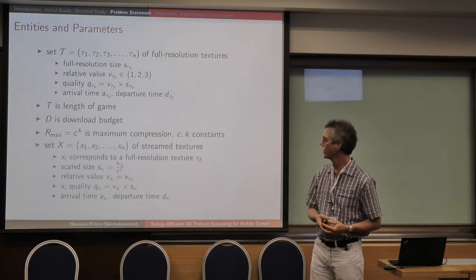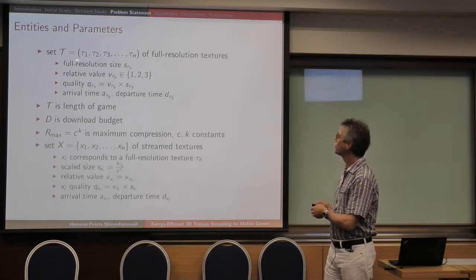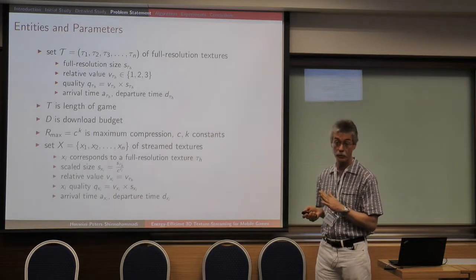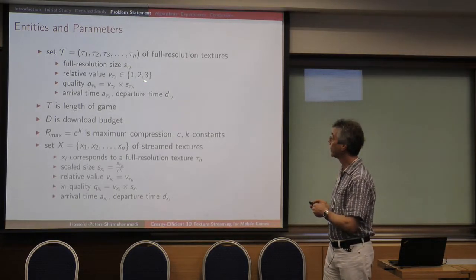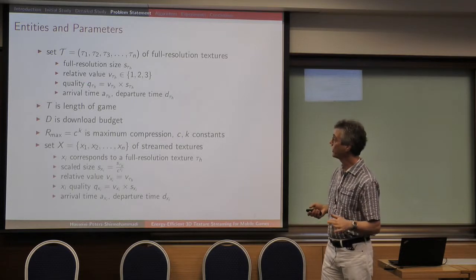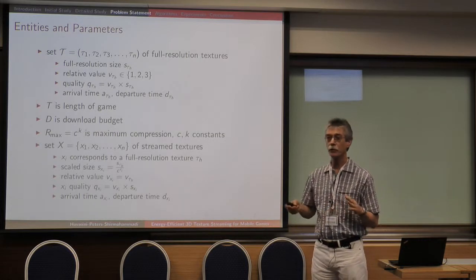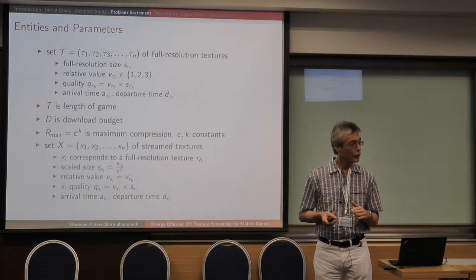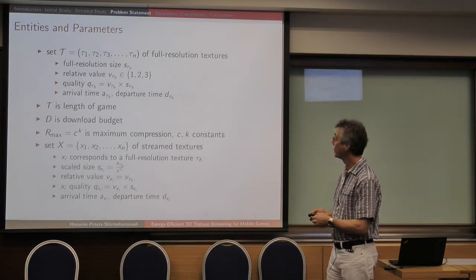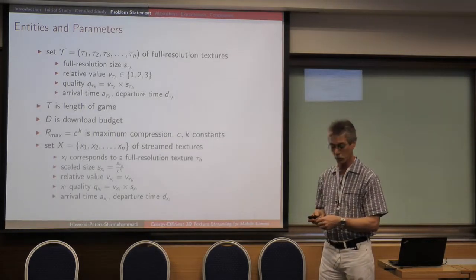So a little bit of gore here, I'm afraid, but it's not too bad. There's a set of full resolution textures. Each has a size before you scale it. The value is assigned by the game designer, and our simple model of quality here is just the value times its size. And the idea is that if you downsample a texture, you're going to reduce the quality. It's less resolution. And we have an arrival time and a departure time. So that's the time that it's visible.